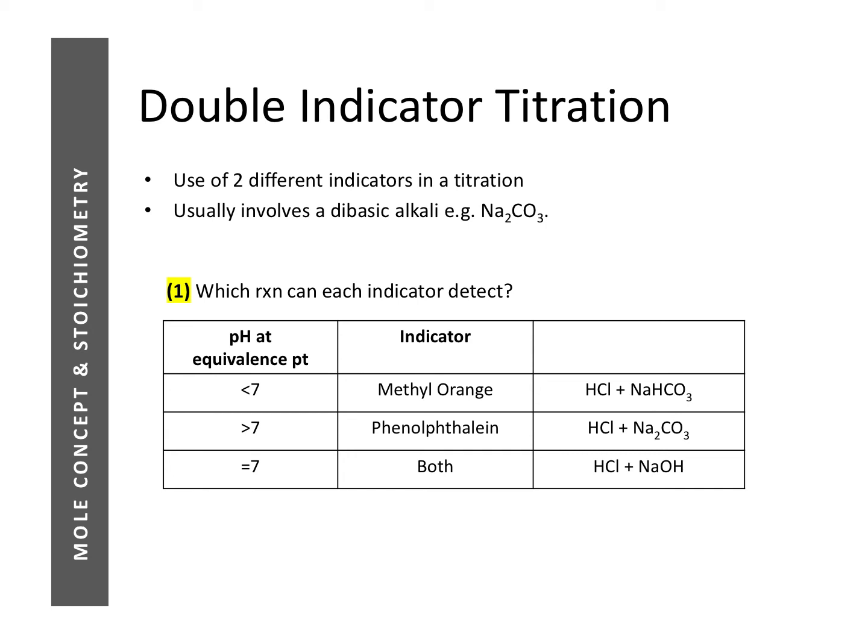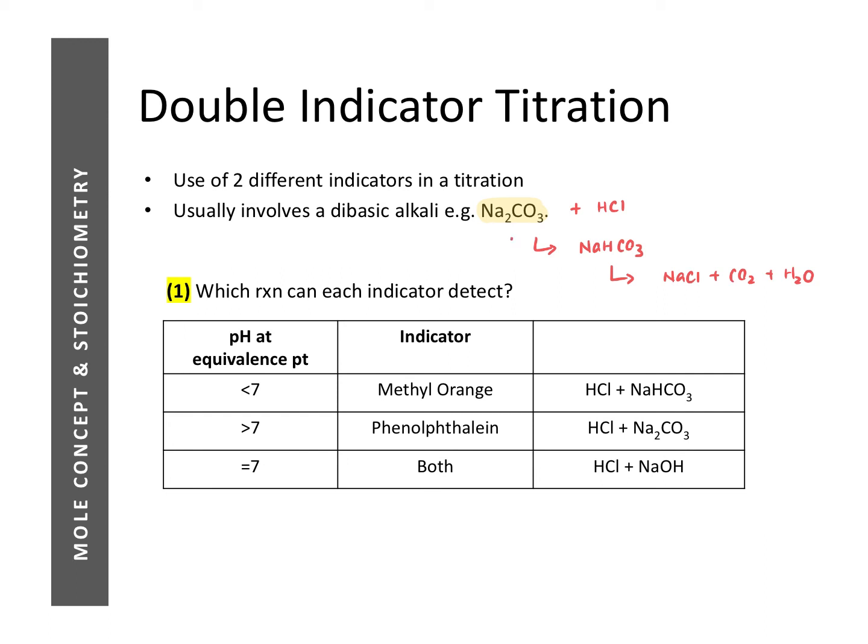Now, to solve double indicator titration, there are two very important concepts. The first important concept is that you need to know which endpoint each indicator can detect. But no worries, in a double indicator question, the standard dibasic alkali that we use is sodium carbonate. So when sodium carbonate reacts with an acid, for example hydrochloric acid, it will react in two stages leading to two endpoints. The first endpoint is when all your sodium carbonate has been converted to sodium hydrogen carbonate, and the second endpoint is where all your sodium hydrogen carbonate has been converted to sodium chloride, carbon dioxide and water.